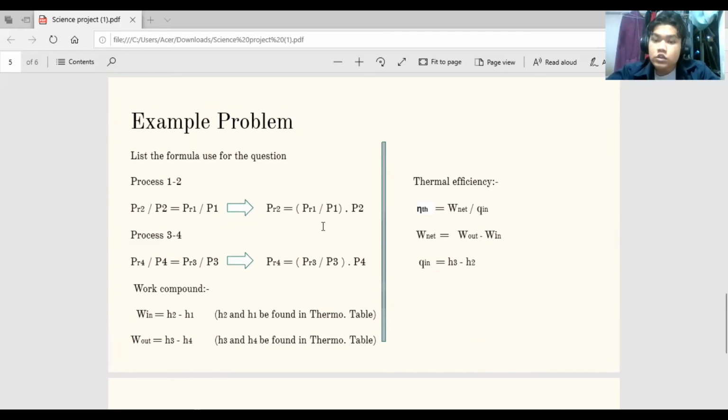which is efficiency equal to the net work divided by the energy inlet. For the net work, the formula is work output minus work input. The slide shows the formula of the work output and work input. After finding the total net work, we also need to find the energy inlet, which is shown in this slide, which is H3 minus H2. After finding all the energy and work, we will use them in the formula.